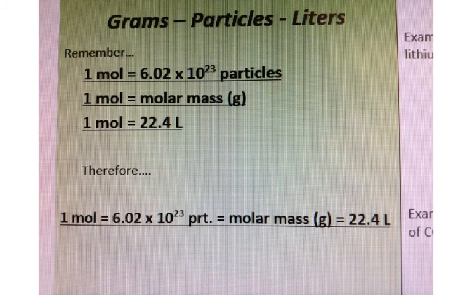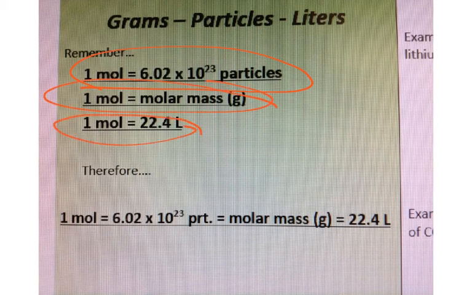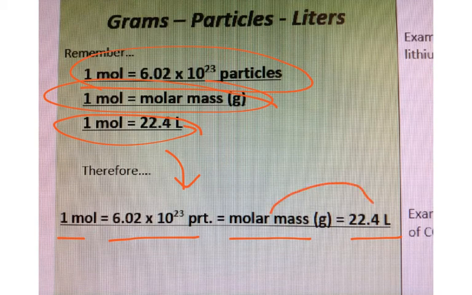All right, what's amazing though is that if you know that 1 mole equals 6.02 times 10 to the 23rd particles, and 1 mole equals a certain amount of molar mass or grams, and 1 mole equals 22.4 liters, then I know that if 1 mole is equal to all of these ratios, the molar mass of a substance is also going to be proportionate to the 22.4 liters of that same substance as a gas at STP.